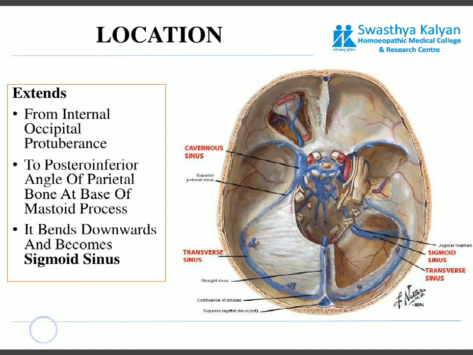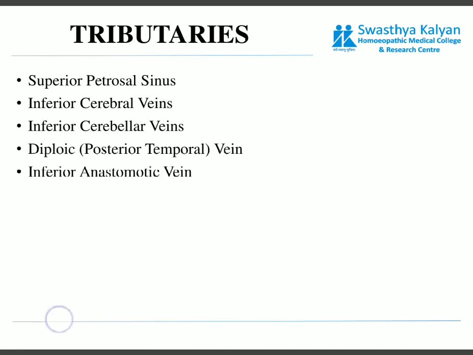So it starts from the internal occipital protuberance. It runs along the posterior inferior angle of the parietal bone at the base of the mastoid process, and then it goes down and becomes the sigmoid sinus. The same can be seen in the figure. The tributaries of the transverse sinuses are the superior petrosal sinus, inferior cerebral veins, inferior cerebellar veins, the diploic vein or the inferior anastomotic vein.